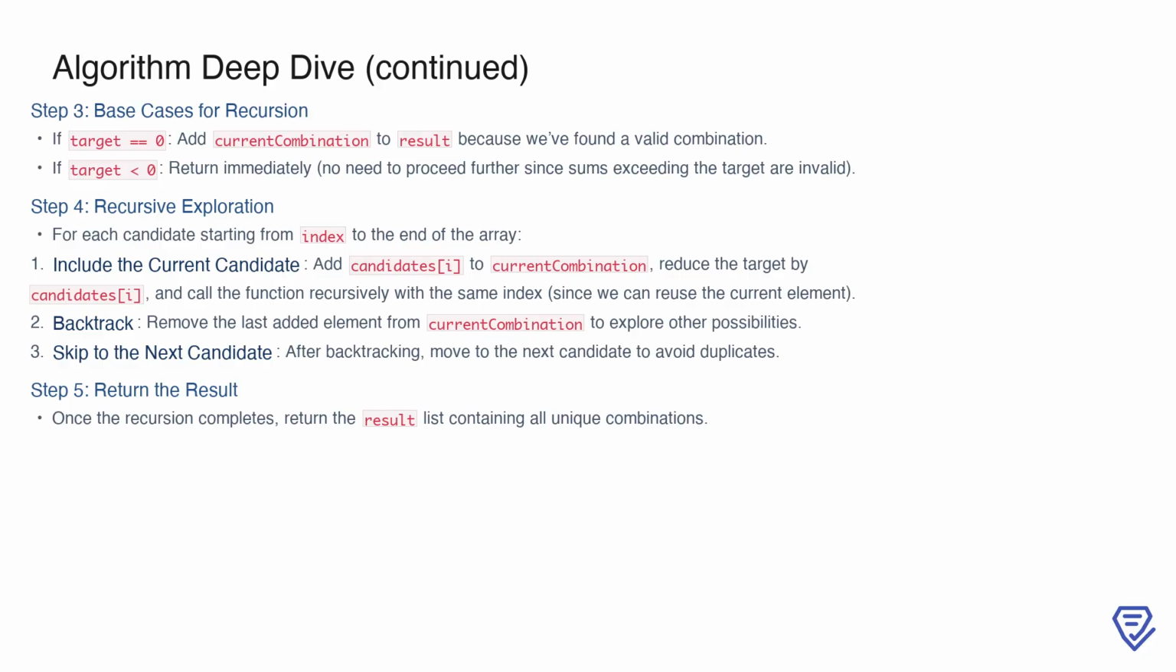Once the base cases are in place, the recursive exploration begins. Starting from the given index, we iterate through the candidates array. For each element, we include it in the current combination, reduce the target accordingly, and make a recursive call to continue building the combination. Importantly, we pass the same index in the recursive call to allow reusing the current element. After exploring that path, we backtrack by removing the last added element from the combination, which resets the state for exploring other possibilities. Finally, we move to the next candidate, ensuring that we systematically explore all distinct combinations without duplication.